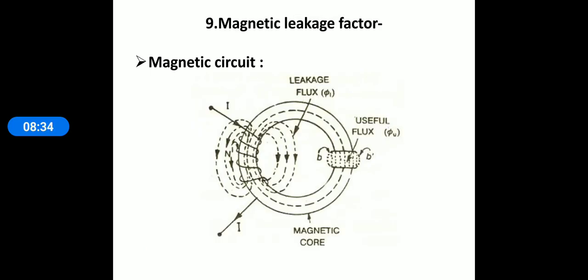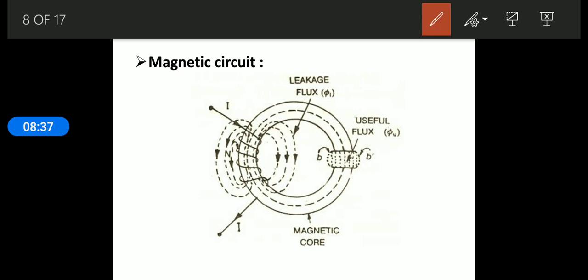Then what is the magnetic leakage factor? Here this is the magnetic circuit. This magnetic circuit is an iron magnetic core. On the iron magnetic core a coil is wound, and when current is flowing through this coil, the magnetic flux is established in the core.